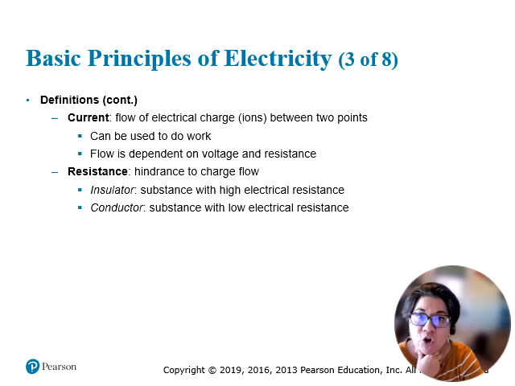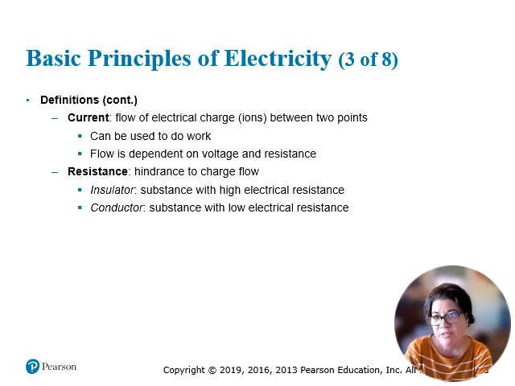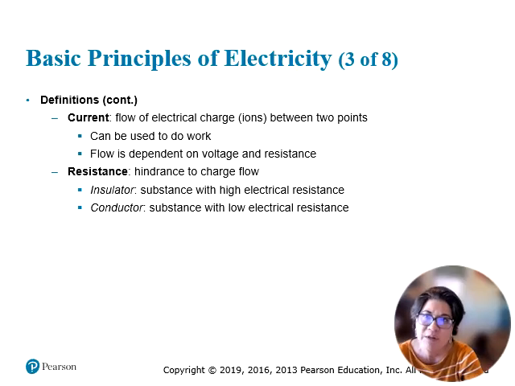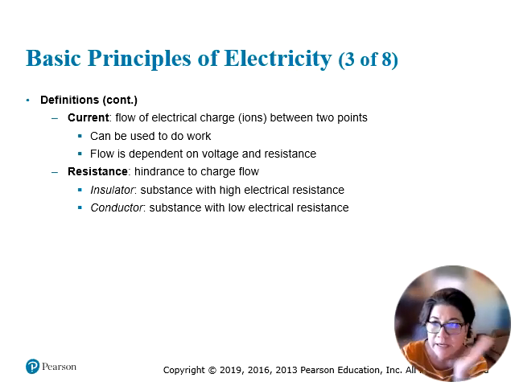We also use the word current in electricity, and that's how much flow there is. So you can think of flow in a river. And then resistance is how much the flow is being limited. So if you have a dam in a river, that's resistance. And so there are insulators and conductors. Insulators have high resistance. They don't let electricity be conducted, and conductors have low resistance, and they easily let electricity be conducted. So all these principles are the same that you've learned about in electricity in the body.